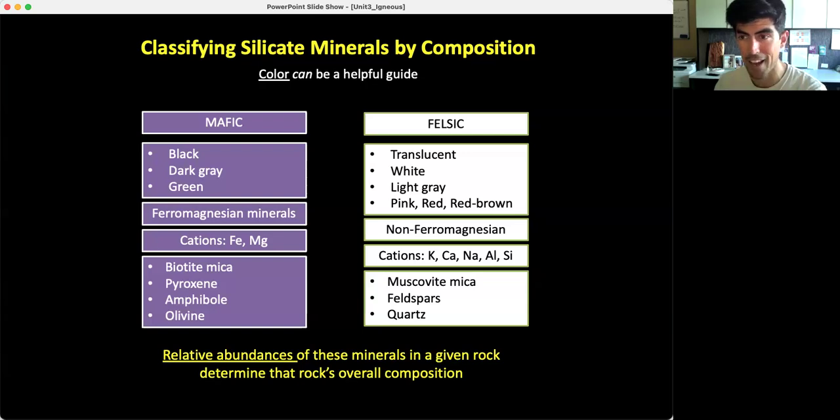Okay, so then the second category, the felsic. Felsic minerals, then leading to felsic rocks, tend to be lighter in color, light gray, white, maybe even translucent, and sometimes even pink or red. These minerals tend to be richer in silicon, aluminum, sodium, calcium, and potassium. Silicon is the one I really want you to pay attention to. The different minerals that tend to be most common are muscovite, feldspar, and quartz. We've seen quartz before. It's that translucent one.